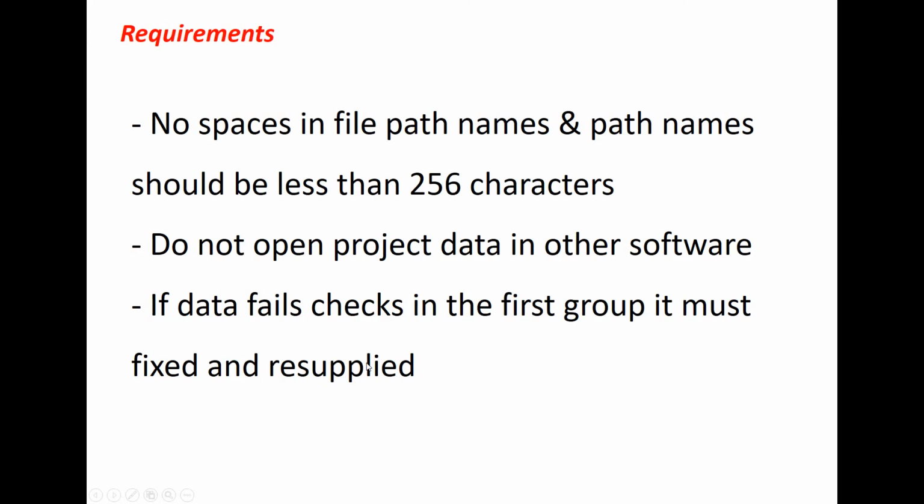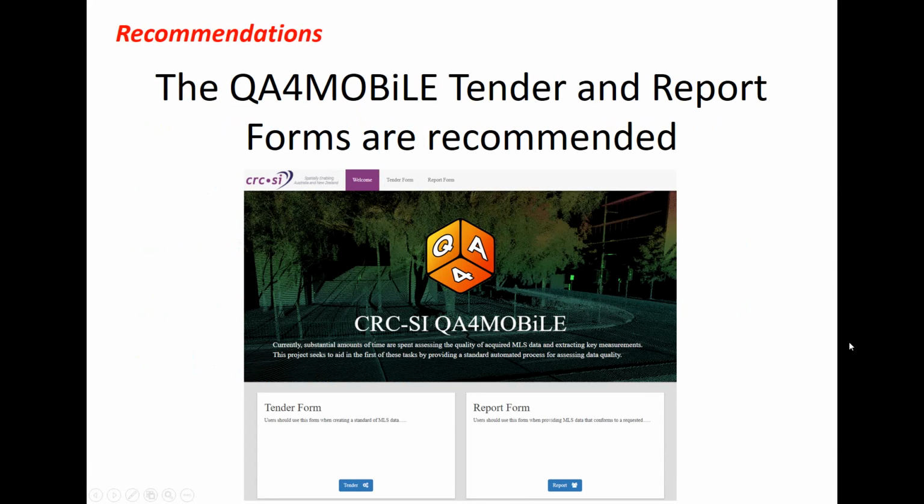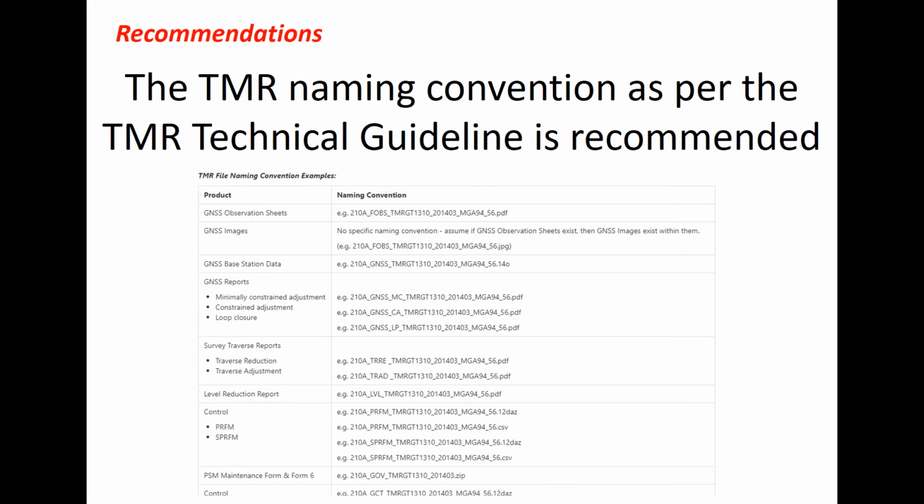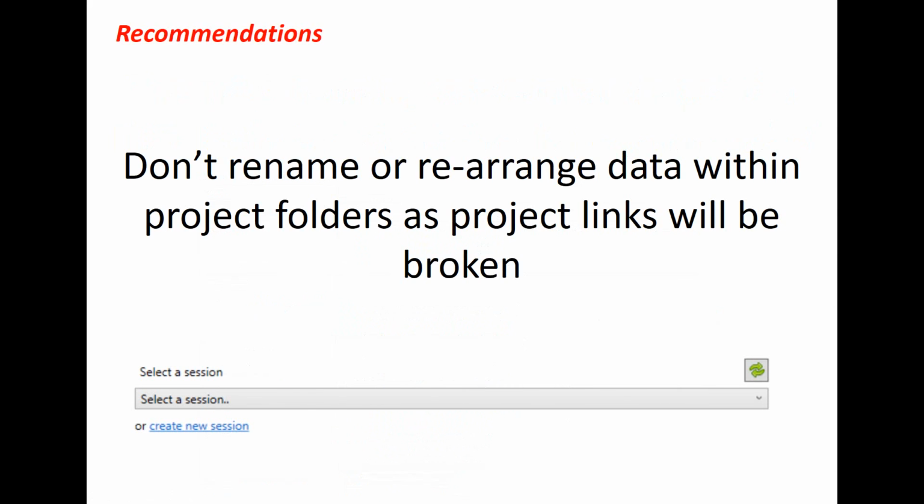The recommendations for using QA4MOBiLE are that the QA4MOBiLE tender and report forms are not required, but they are highly recommended. The recommended naming convention is TMR, and this is an example that can be found in the user manual, or the full list can be found in the TMR guideline. Once a QA4MOBiLE project is created, the data within the folders should not be renamed or rearranged, as project links will be broken. However, the user can create a new session to identify changes.